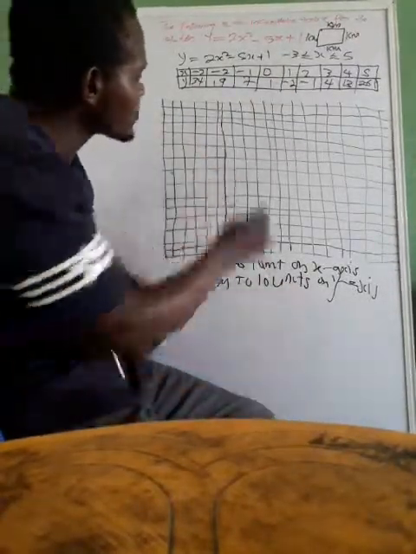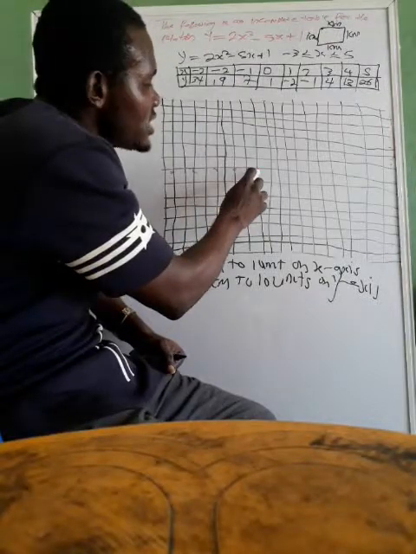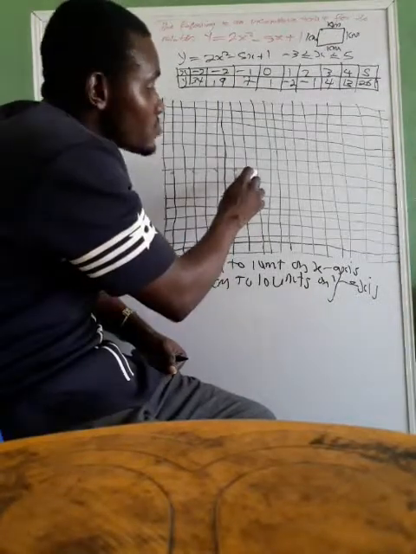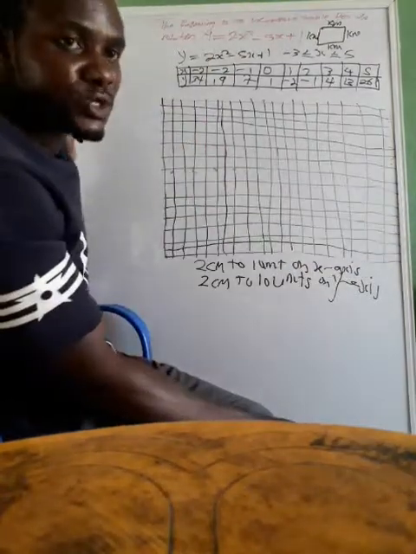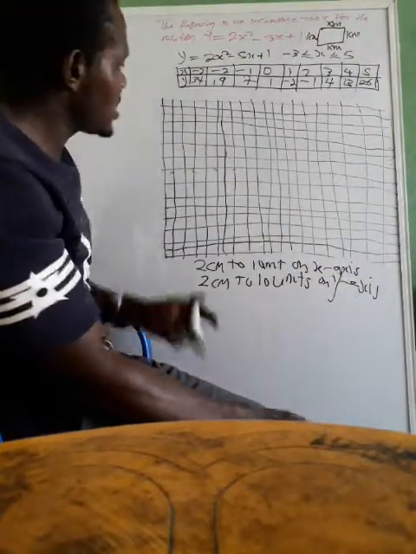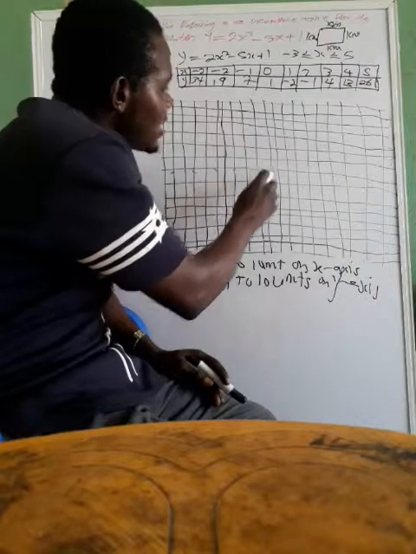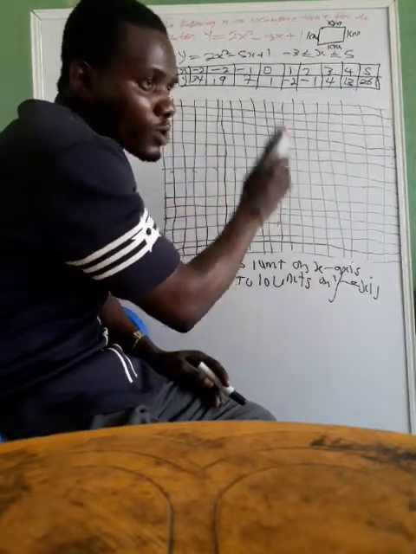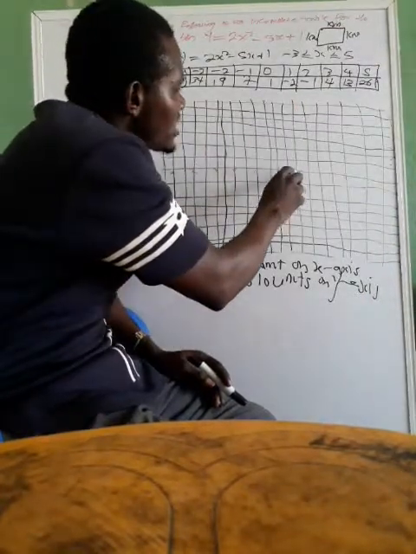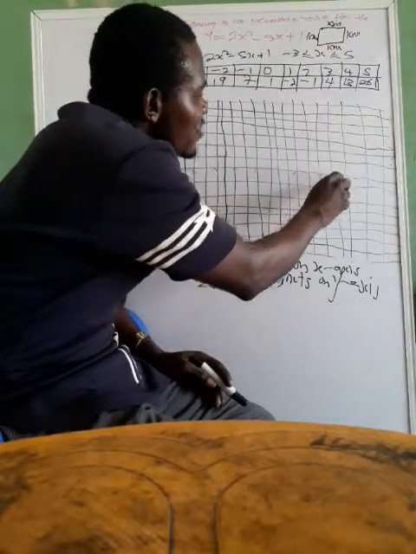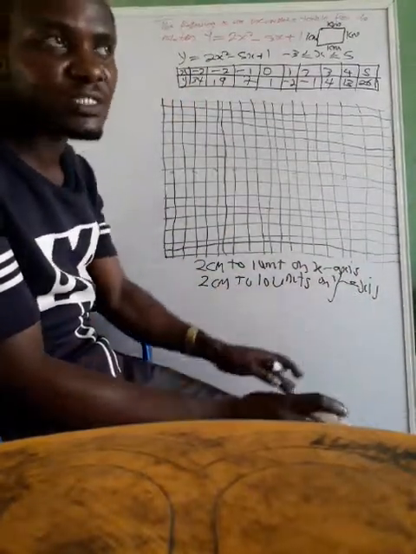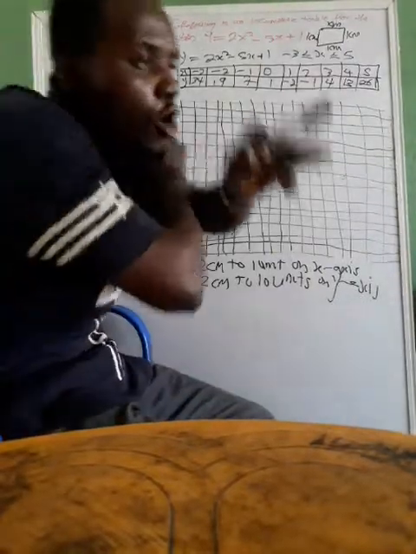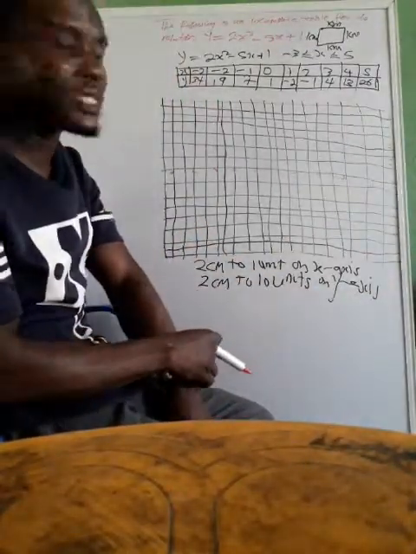Now if here is 0, I will go again. From here to here is what? It will be plus 1. To the right is the positive value of x, to the left is the negative value of x. Now here will be 1, here will be 2. Don't forget 2 boxes, 2 centimeter to 1 unit. Then here will be 3, here will be 4, here will be 5. You see, now I can find all the values of x on the graph.